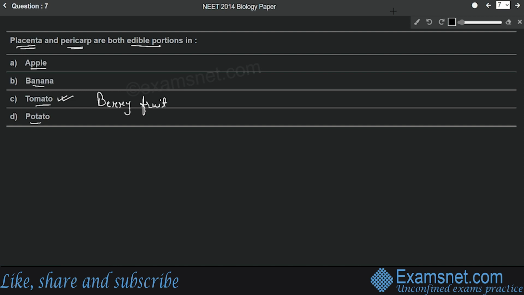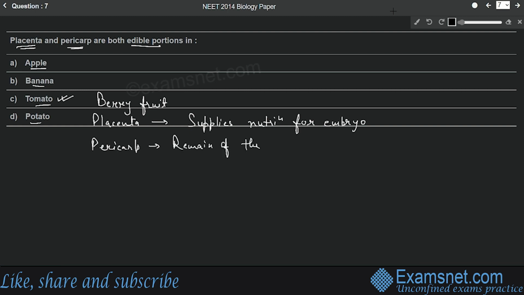Now, in tomato, the placenta and pericarp are both edible portions. Okay, so the placenta supplies nutrition for the embryo, whereas the pericarp is the remains of the ovular wall, and both are edible portions. So the correct answer will be option number C.